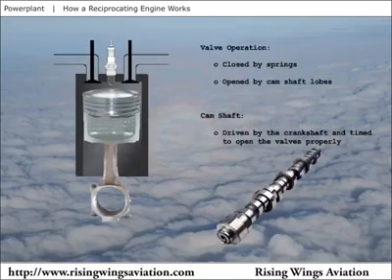The intake and exhaust valves are held closed by springs and opened by a camshaft. As the engine turns, it drives the camshaft, which is shaped with strategically placed lobes along its length. These lobes open the intake and exhaust valves on the different cylinders as the camshaft rotates.